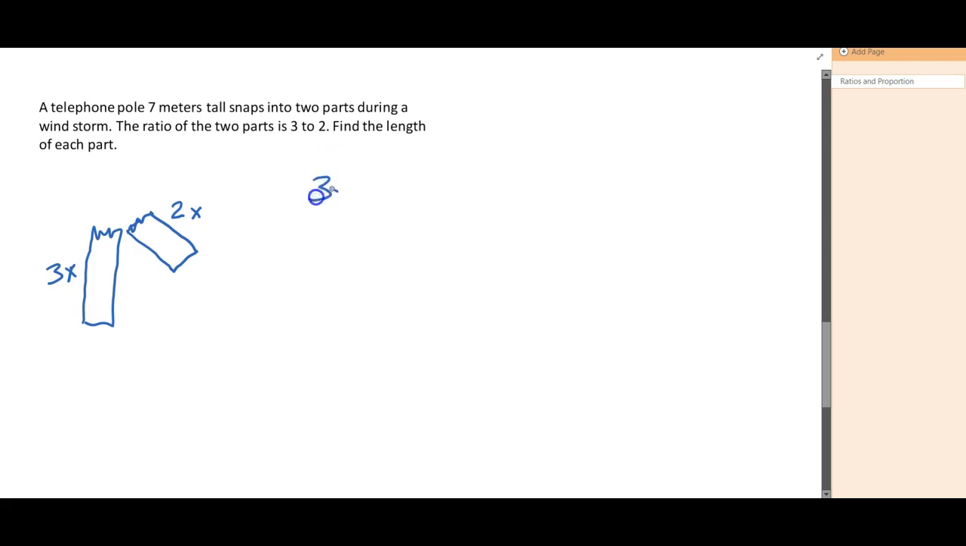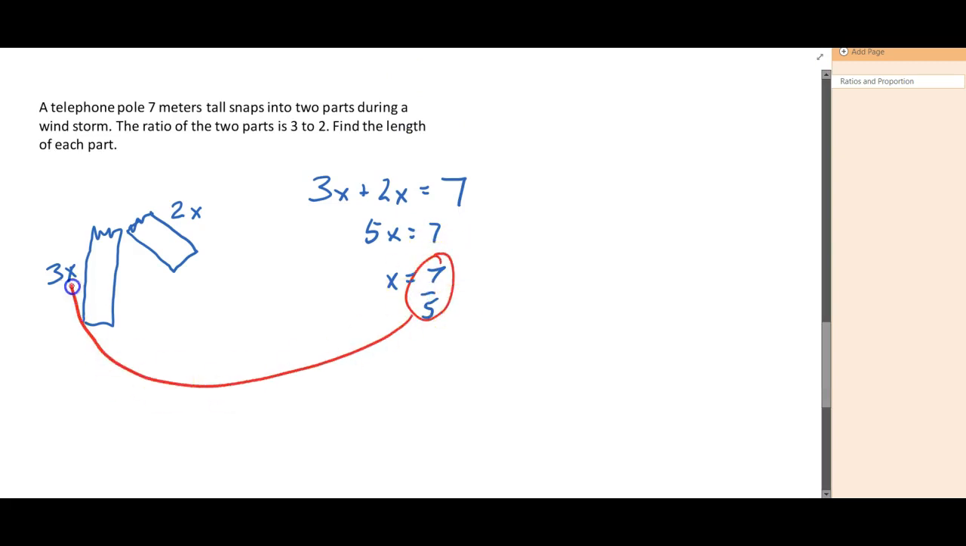And so 3x plus 2x has to add up to the total length of 7, which means that 5x is 7, which means that x is 7/5. Now that's not our answer. To get our answer, we're going to take x, and I'm going to put it in there and there to get my two lengths.